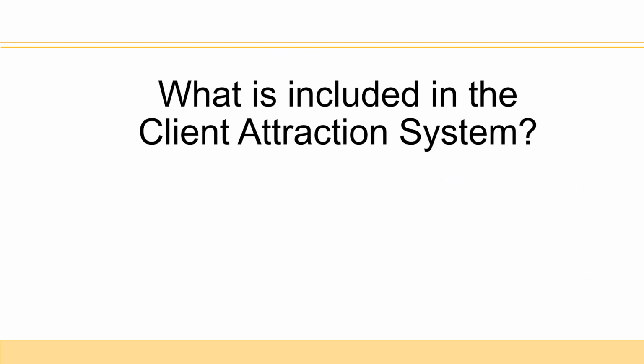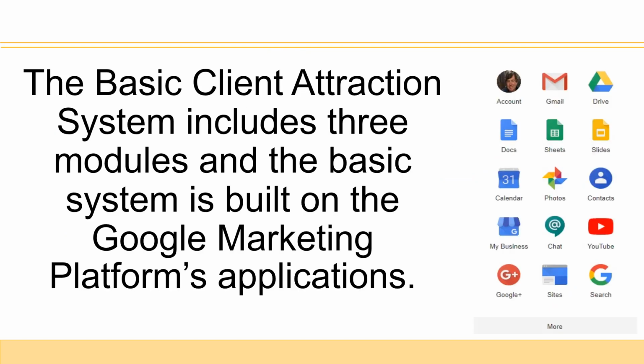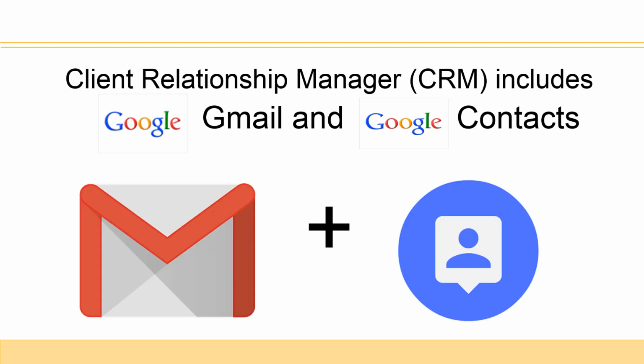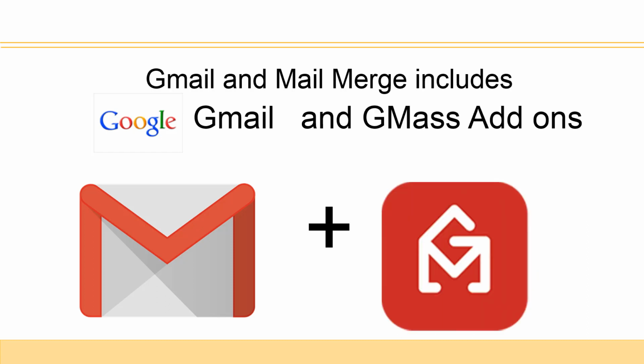So what's included in the client attraction system? The basic client attraction system includes 3 modules, and the basic system is built on the Google Marketing Platform's applications. The Client Relationship Manager, or CRM, includes Google Gmail and Google Contacts. We then take Gmail and add on GMass, which produces a mail merge capability, so you can do mass mailings to all of your contacts on an automated basis.